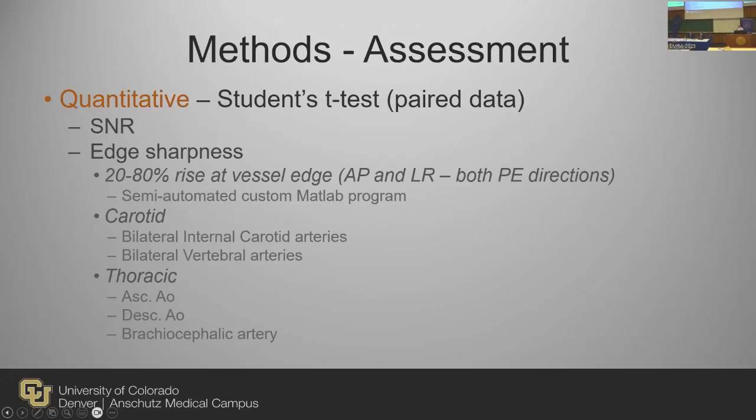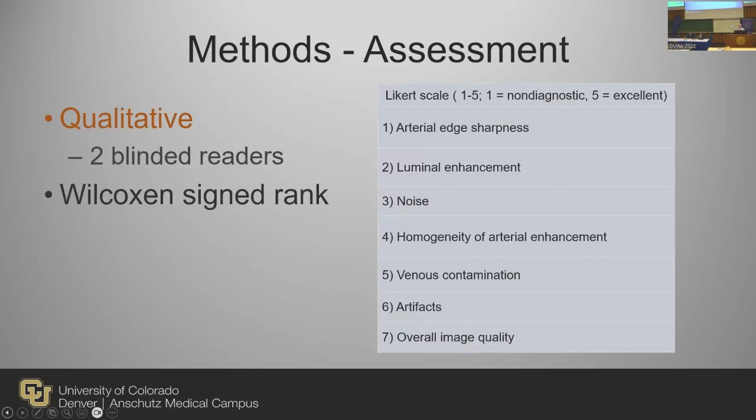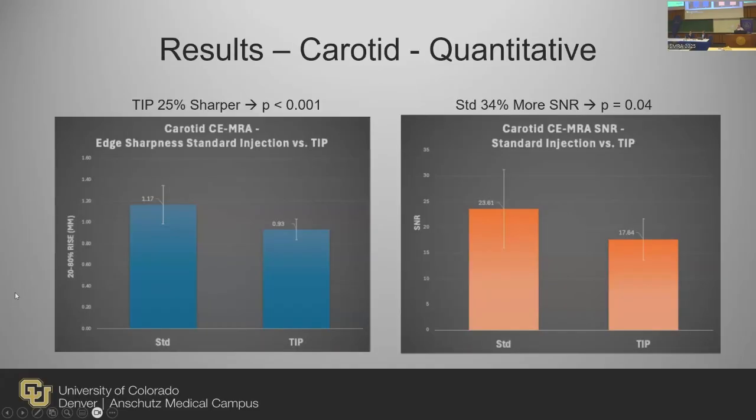We did a quantitative analysis of SNR and edge sharpness, which is the 20 to 80% rise of the vessel edge in both phase encoding directions. We did it in the internal and vertebral arteries in the carotid, and the ascending, descending, and brachiocephalic arteries in the thoracic aorta. This was a lot of analysis. We also did a qualitative analysis using 2 blinded readers, with a Wilcoxon signed rank test for all of the things that you see here.